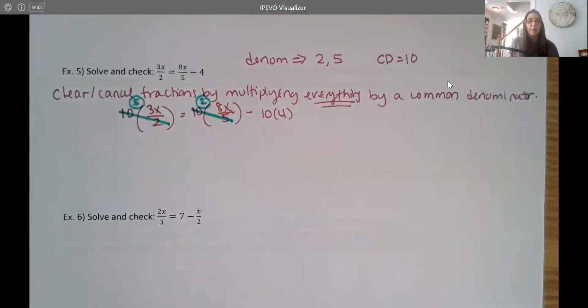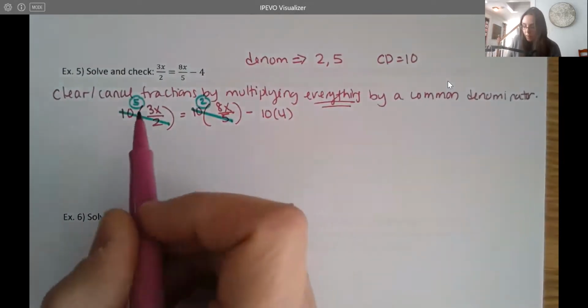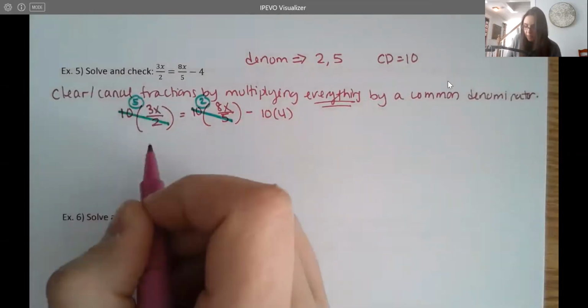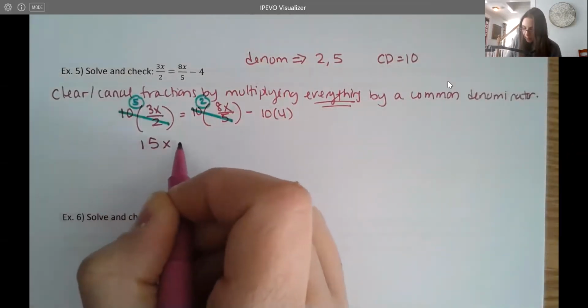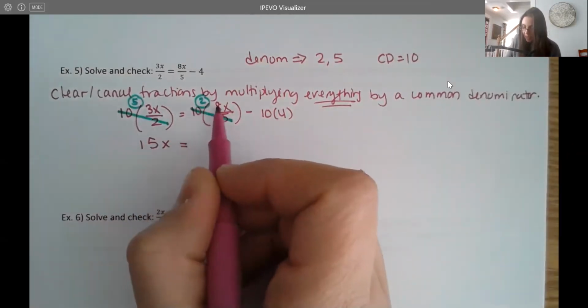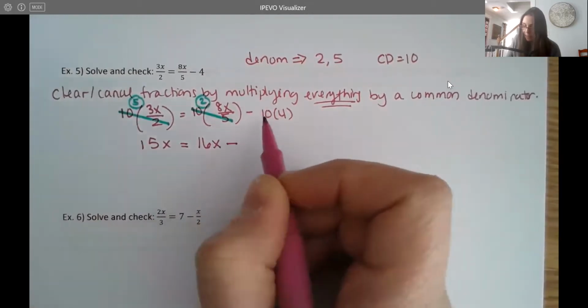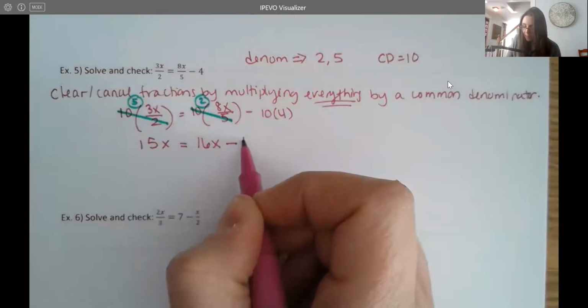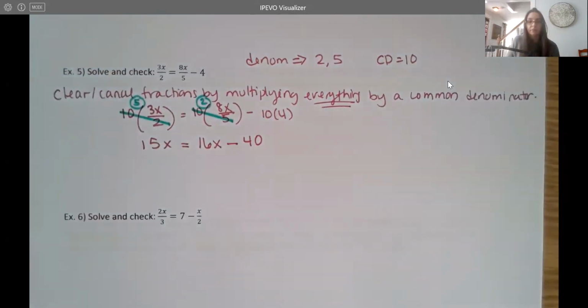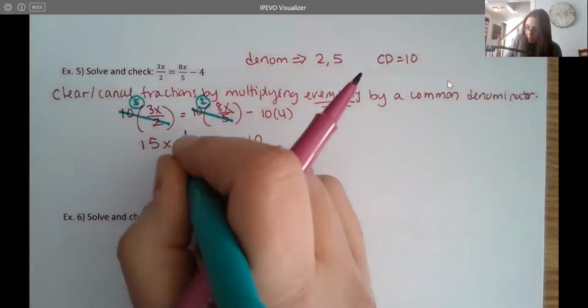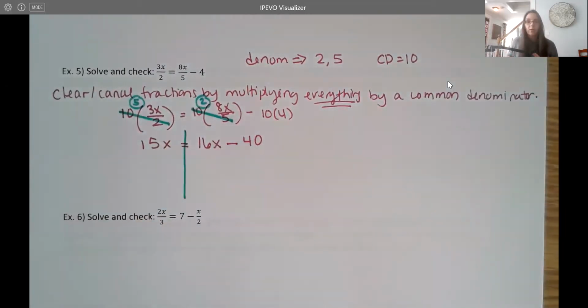Once I cancel out, I'm going to multiply whatever's left over. 5 times 3 is 15. So this becomes 15x equals 2 times 8 is 16. So 16x minus, now there was nothing to cancel here, so it's just 10 times 4 is 40. And now you're going to see you have a regular example that hopefully you know how to work with, right?